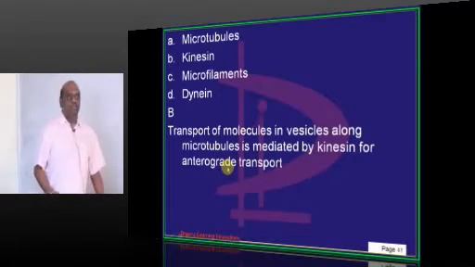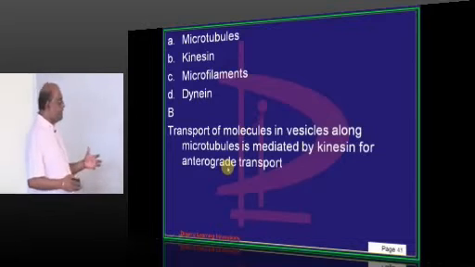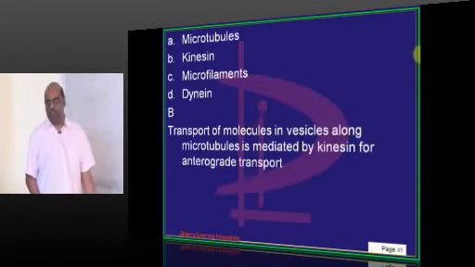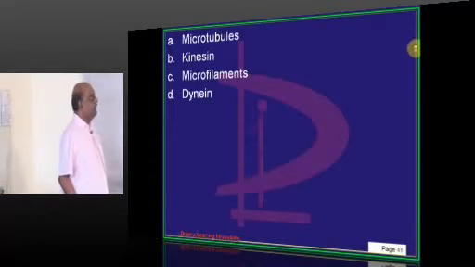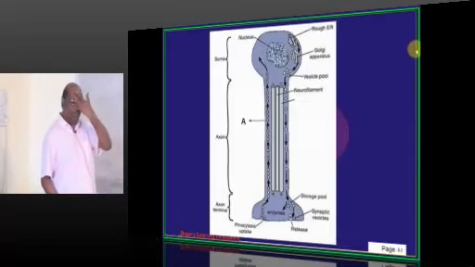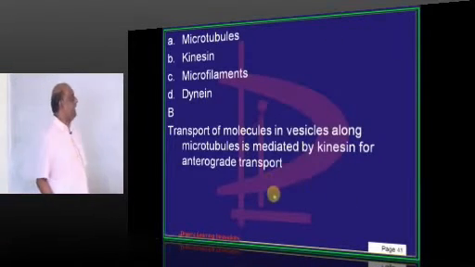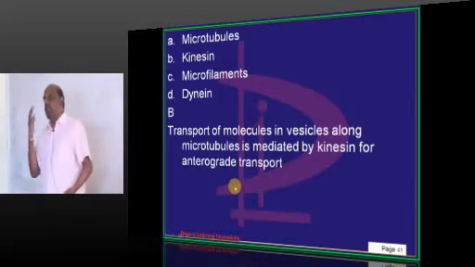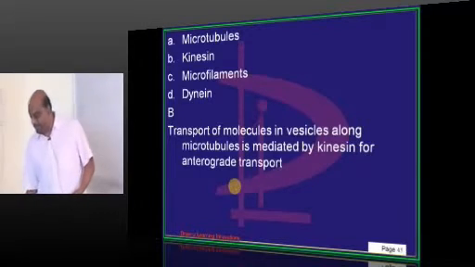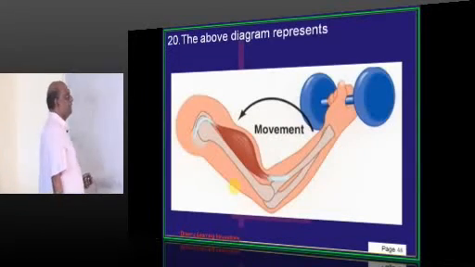So, the transport of the molecules in vesicles along the microtubule that is being shown in the image given to you in the test is basically controlled and mediated by kinesin, by anterograde transport. That is what you have to appreciate.